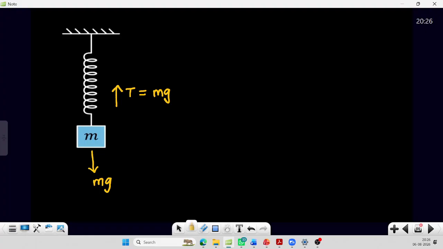Now, this spring force is also in the upward direction only. The spring force will be opposite to the elongation. The block will move in the downward direction, so that's why the spring force is upward. Then how much is the spring force? The spring force will be equal to mg. Understood this point? That's it.